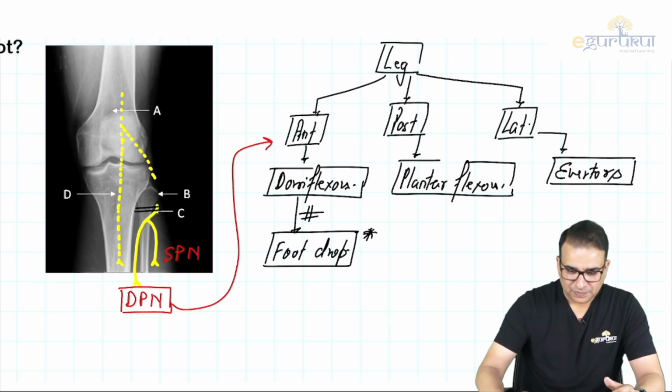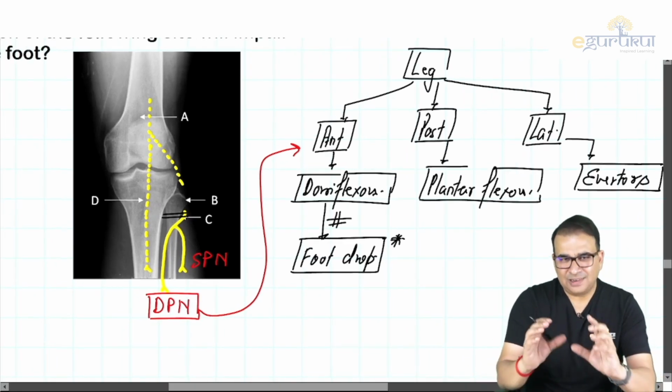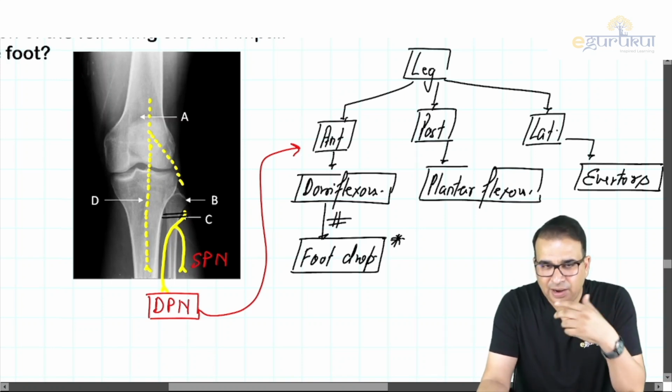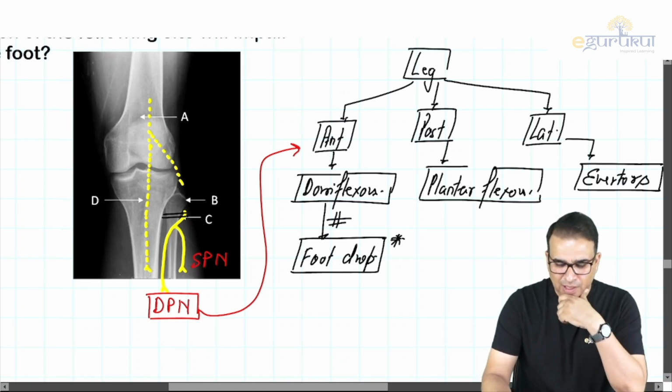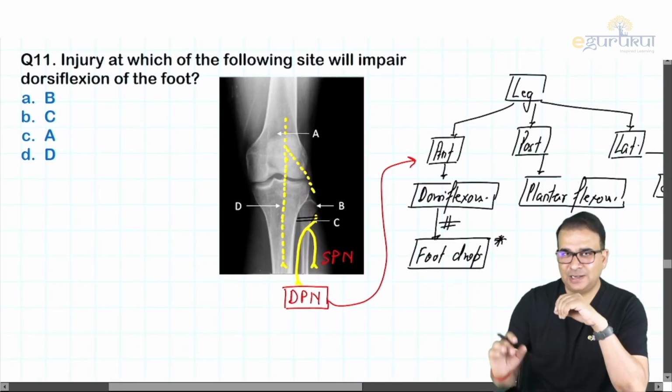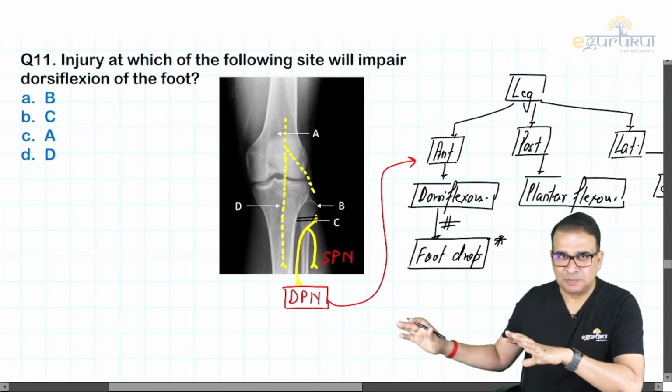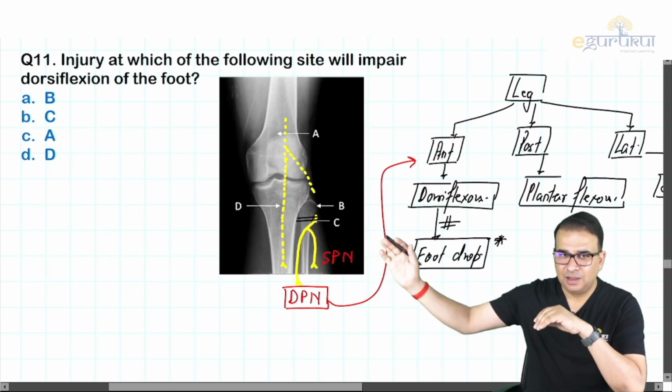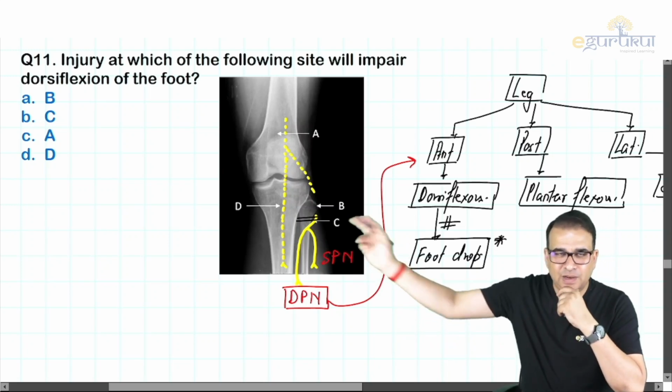Now, a little tricky part of this question, which I hope you'll concur with. When I asked my fellow faculty who went for the exam, they said that because this question was pretty simple, they knew that most people would be marking the neck of the fibula only.